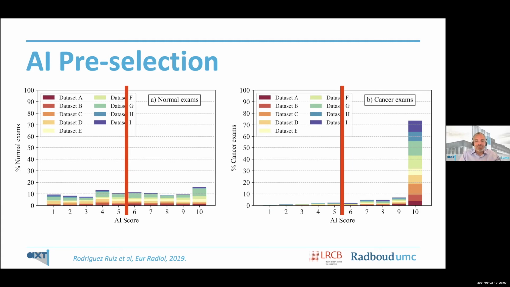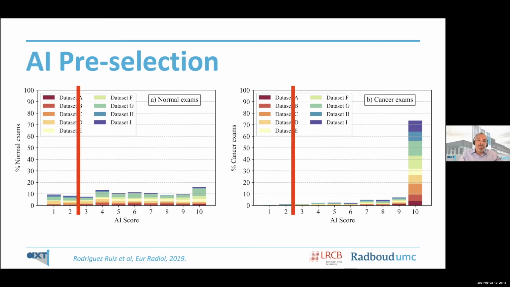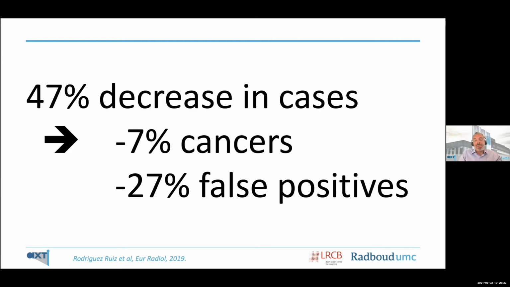And of course, we would miss those, the small bars on the right graph to the left of the red line. And if we don't want to miss that many, we can move that threshold to, let's say, score of 2 or less. Nobody reads those. And what would happen is, of course, we would read about half of the cases we do read now. We would miss about 7% of cancers, but we also reduce the number of false positive recalls substantially because of the recalls of cases that were normal and were scored low by the AI.